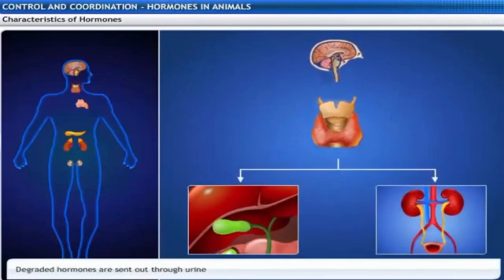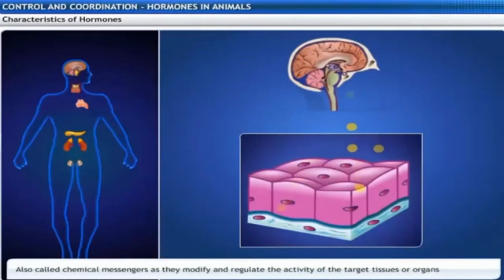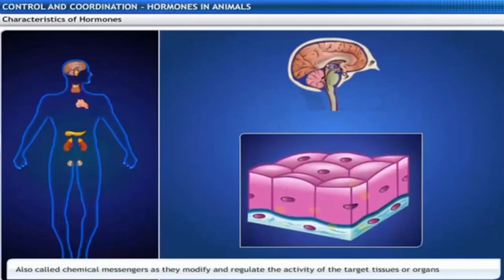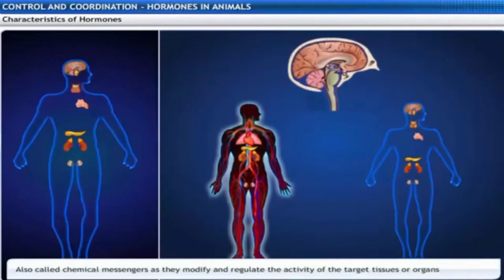They are degraded by tissues and are excreted by the liver to the bile and by the kidney into urine. They bring about their characteristic effect on target cells by modifying cellular activities, and they act as chemical messengers between the nervous system and body organs.